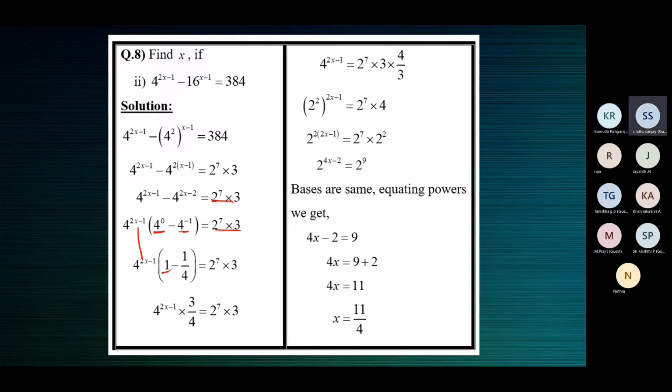Yes, ma'am. So how do we write the equivalent? Reciprocal of the base, negative of the power. The reciprocal of the base 4 is 1 by 4. Negative of the power minus 1 becomes plus 1. When the power is 1, you can just leave it; you don't have to write it.